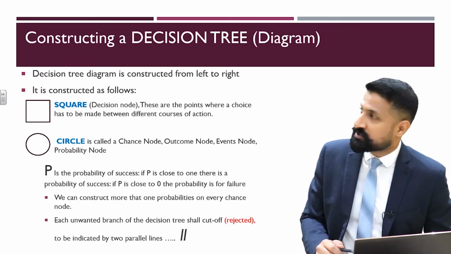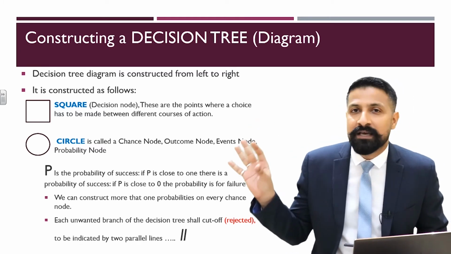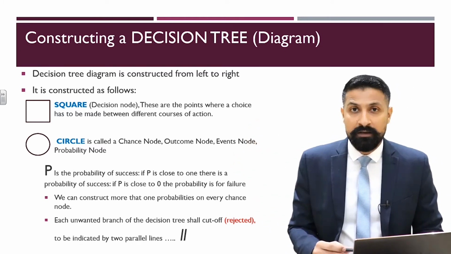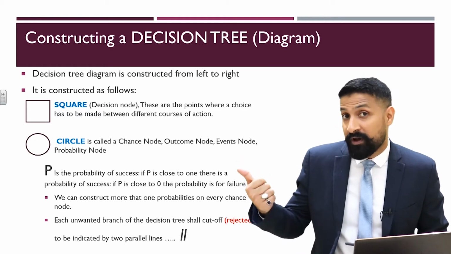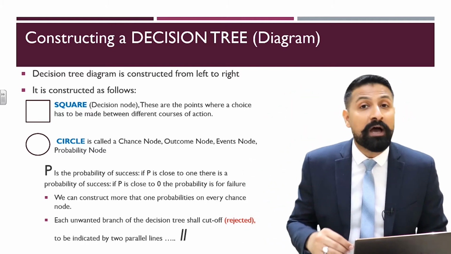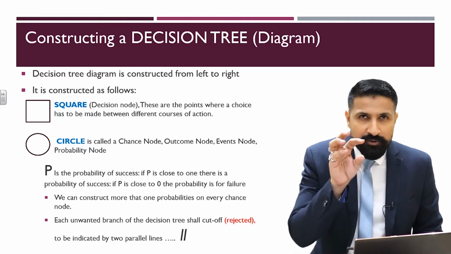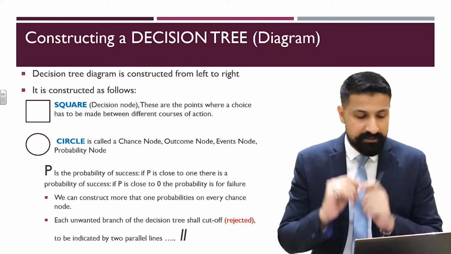Before we construct a decision tree, you must know these things. You will see these things in a decision tree. The first thing you will see in a decision tree is a square. A square is basically called a decision node. This is the point where you have to make a choice. And this is actually, you can say, an origin point from where the decision is originated.